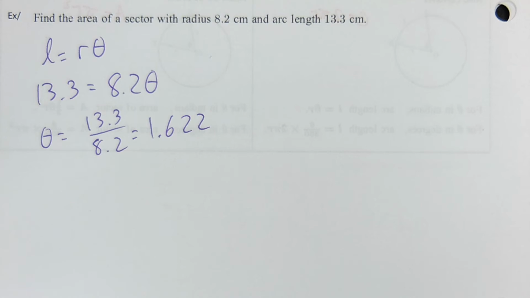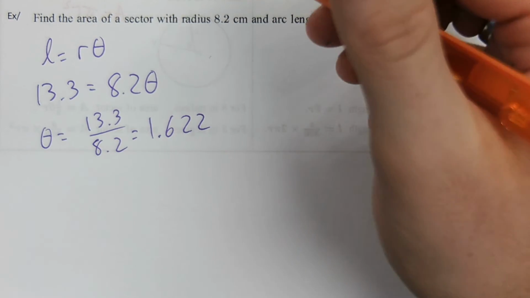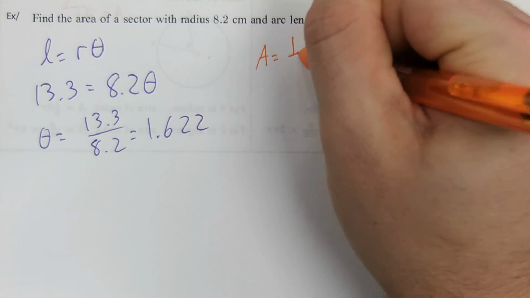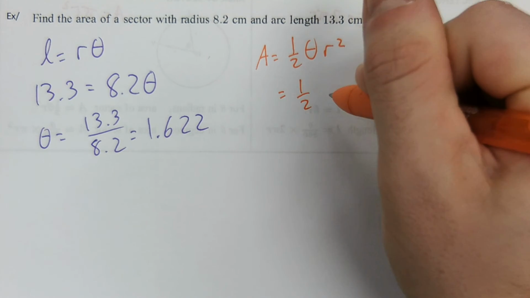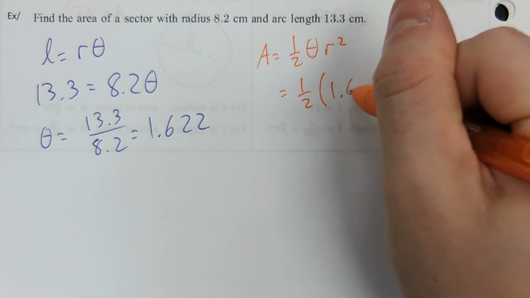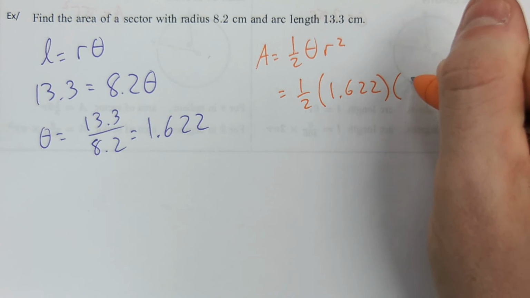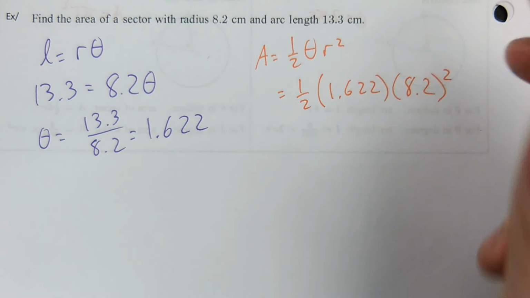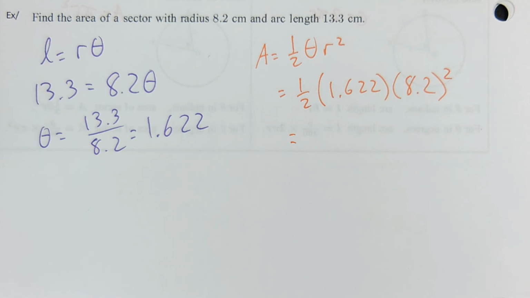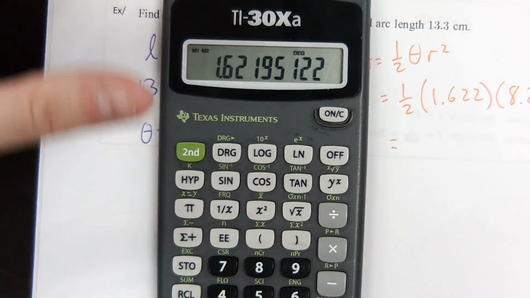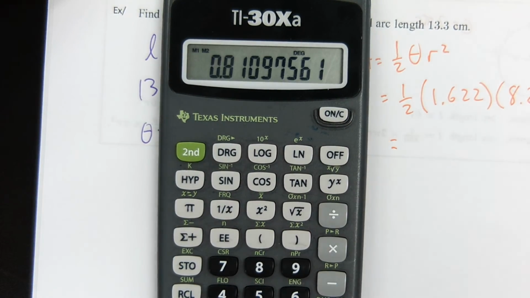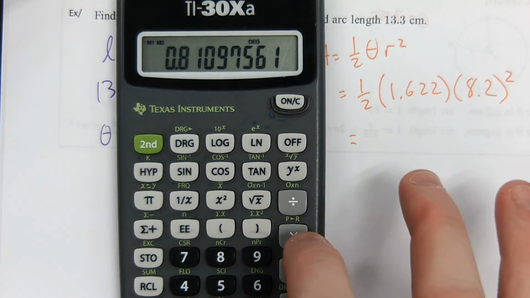And then it says to find the area. Area is 1/2 theta r squared. Our theta, which is 1.622, times 8.2 quantity squared. And guess what? My calculator still has that number sitting on the screen, so I don't even have to round. I'm just going to say divided by 2 times 8.2 times 8.2.